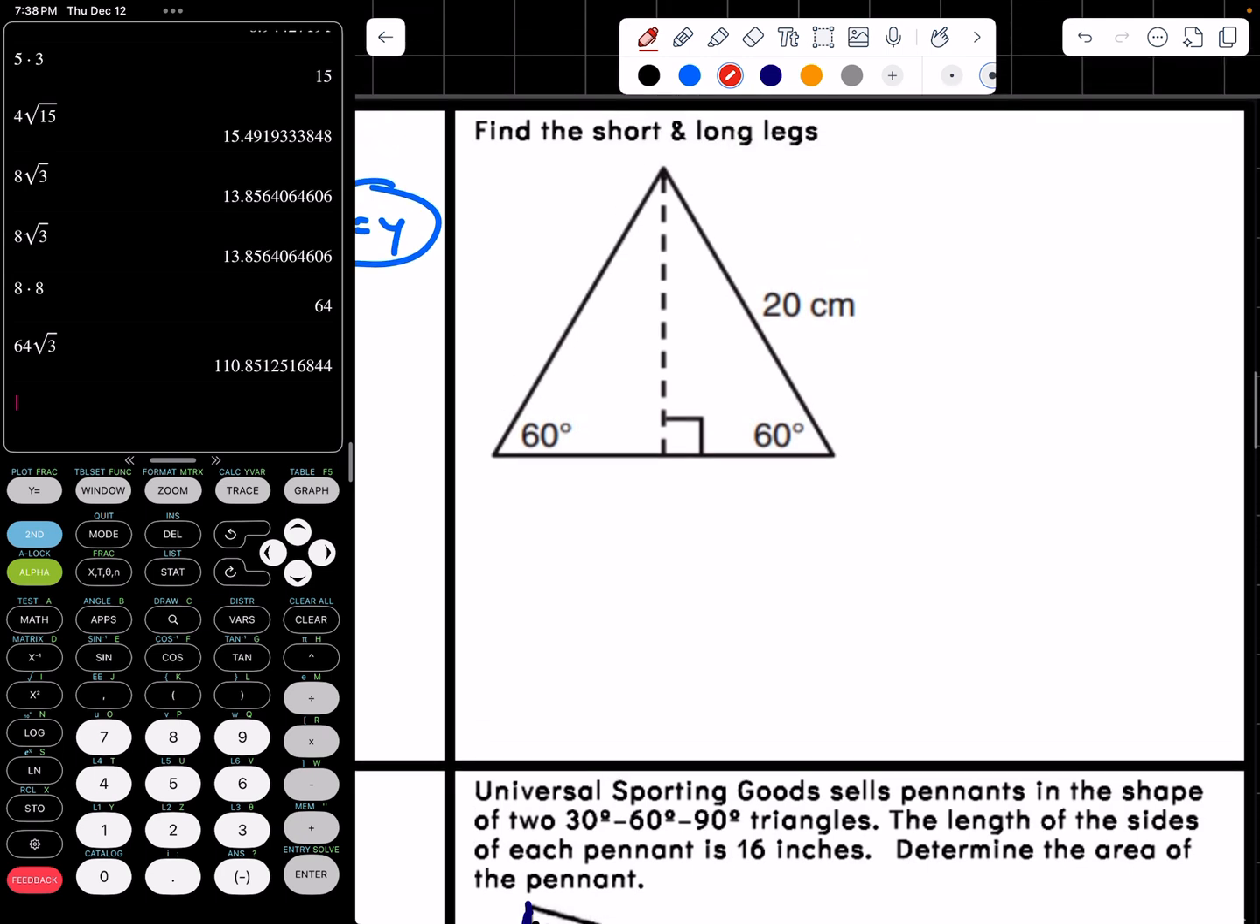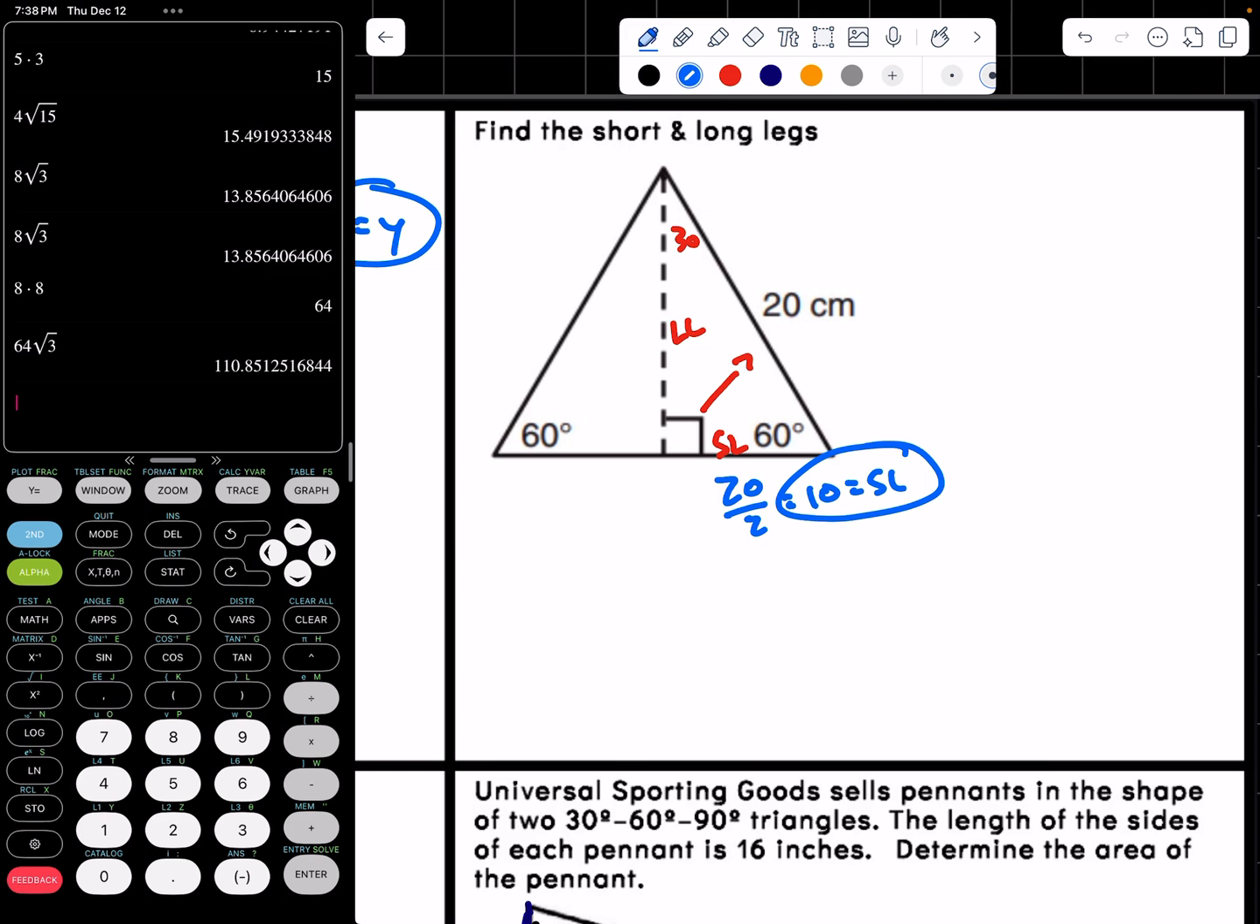We're finding the short leg and the long leg. In this scenario, we are given the hypotenuse. The hypotenuse is in fact 20. If this is 60, that makes this 30, which makes this a short leg and this the long leg. Just helping us out. Our short leg is going to be 20 divided by 2, which equals 10. So that equals my short leg.